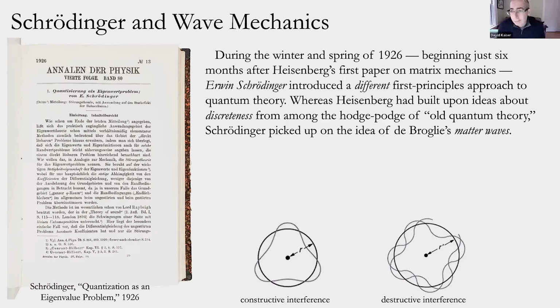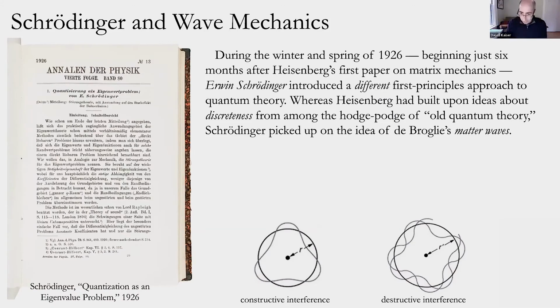So Heisenberg had built upon these ideas about discreteness. He was influenced by Bohr's work and ultimately tried to extract away from Bohr's work. But Schrödinger actually went a different way. He was mostly inspired, most directly inspired in this work, not by the Bohr atom or this notion of very rigid, discrete quantum jumps, but rather by Louis de Broglie's very suggestive idea from 1924 about matter waves.